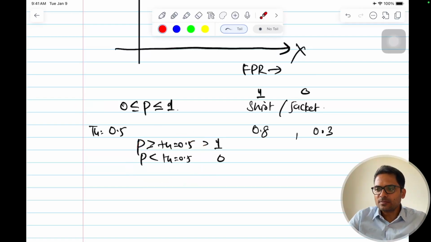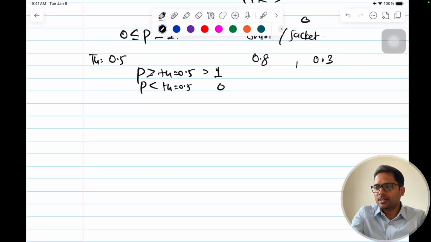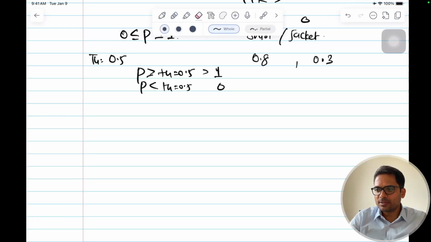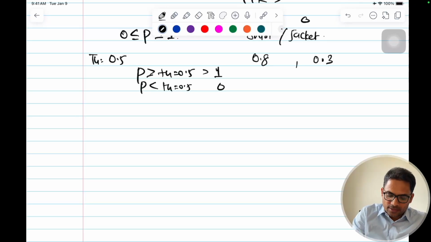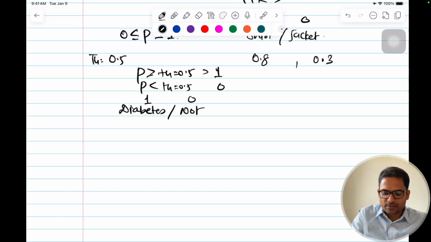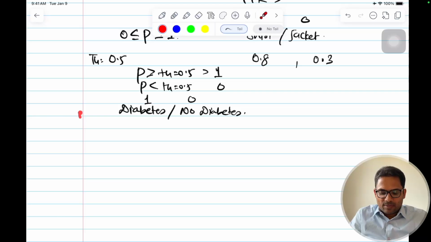Now when we are doing the actual classification, say for example I have a patient, and I am classifying whether the patient has diabetes or not. Has diabetes is 1, no diabetes is 0. So I have a test to predict this. If the test value is greater than the threshold of that test, then this will be diabetes.